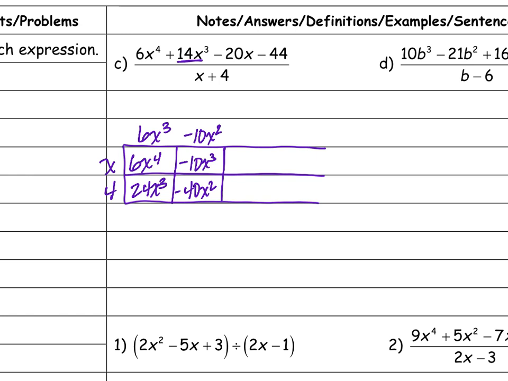So what do I add to negative 40x squared to get, oh, look, there's no x squared. I go from x cubed to x. So what do I add to negative 40x squared to get 0x squared? 40x squared. Because I don't have an x squared in there, I have to have a 0x squared, right? So I add the opposite. And then x times what gives me 40x squared, which would be 40x.